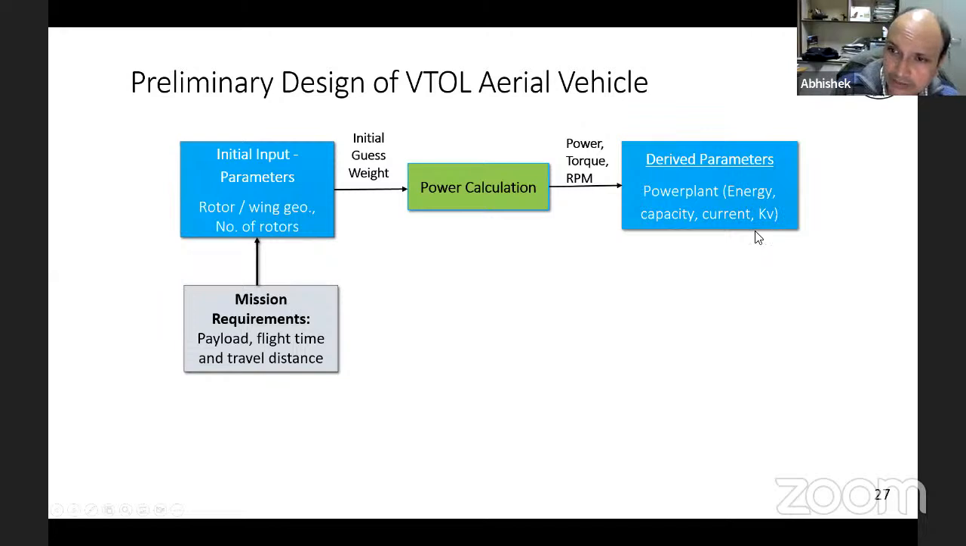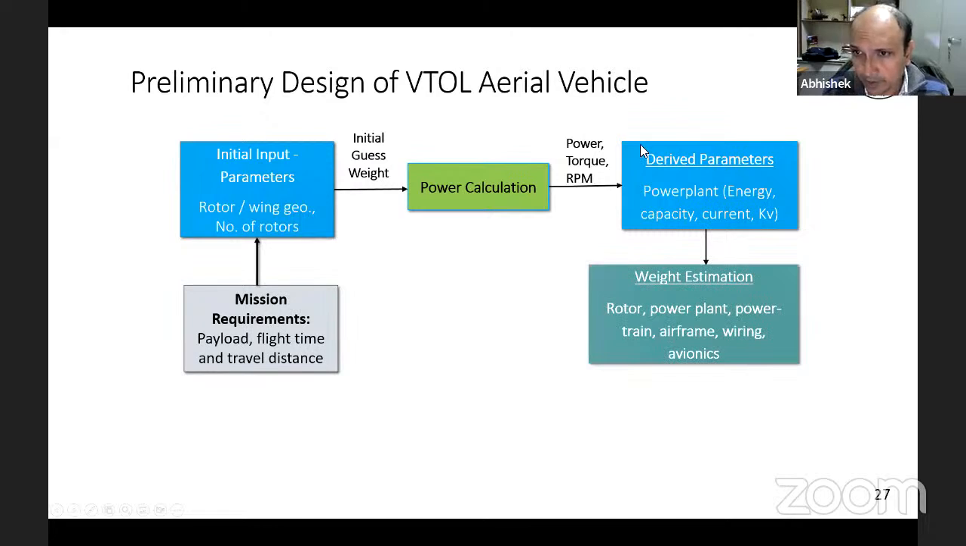It will also help you size the motors in terms of how much torque each motor has to develop, and what kind of kV can I work with, depending on the voltage that you've chosen for your power plant. So once you do this, some detailed calculations regarding energy requirements, your current, how much current each motor will require, what kV the motor will operate at. Based on all this information, you would then be able to do some weight estimation.